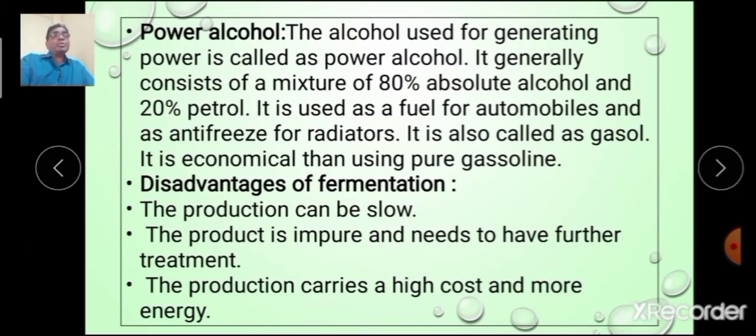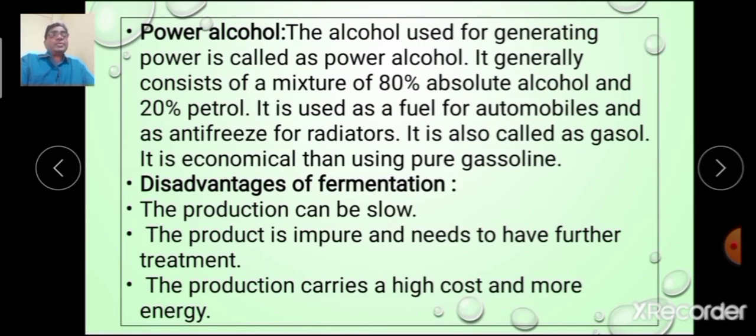The power alcohol we are going to see. The alcohol used for generating power is called as a power alcohol, and that is used for running the vehicles, and therefore power alcohol consists of 80% of alcohol, that is absolute alcohol, that is without water, and 20% of petrol, and it is used as a fuel for automobiles and also as antifreeze for radiators, that is motor radiators.